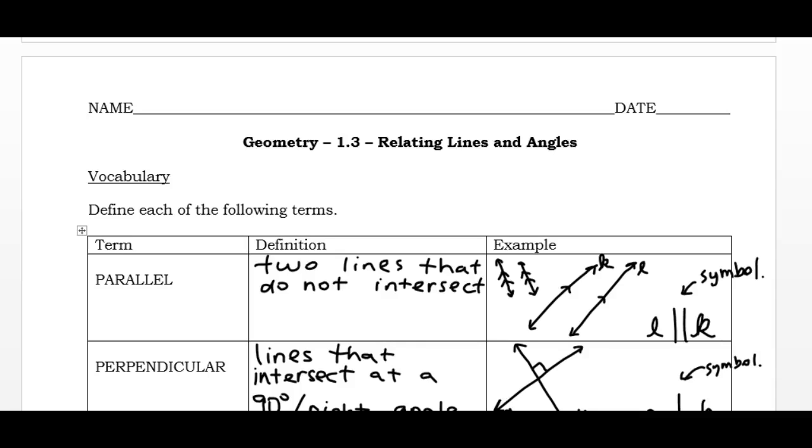This is Geometry Lesson 1.3. We're going to start talking about lines and angles in relation to each other. So again, we have a lot of words to define. I'll go through these. I'll just read through them and you can pause as you need.